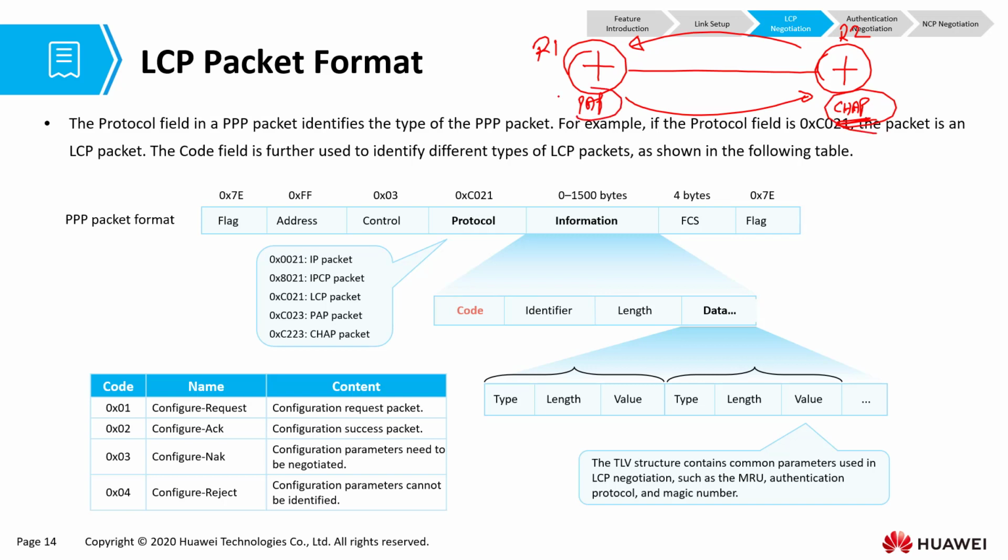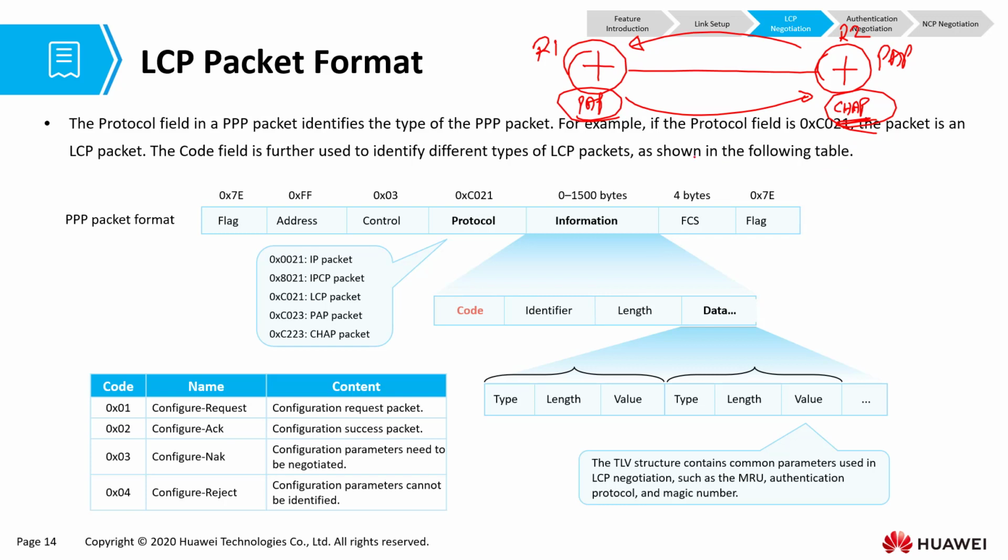If router 1 is using PAP to authenticate router 2, then router 2 needs support for PAP. It needs to be able to support PAP for it to be authenticated by that. Otherwise, different authenticators can use whatever they want as the authentication protocol.